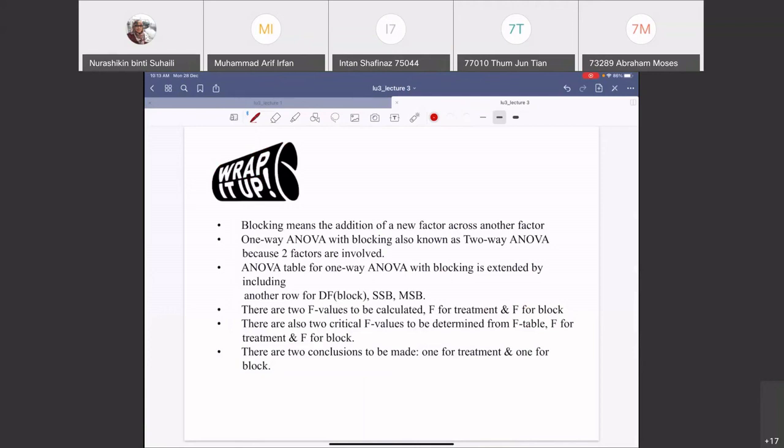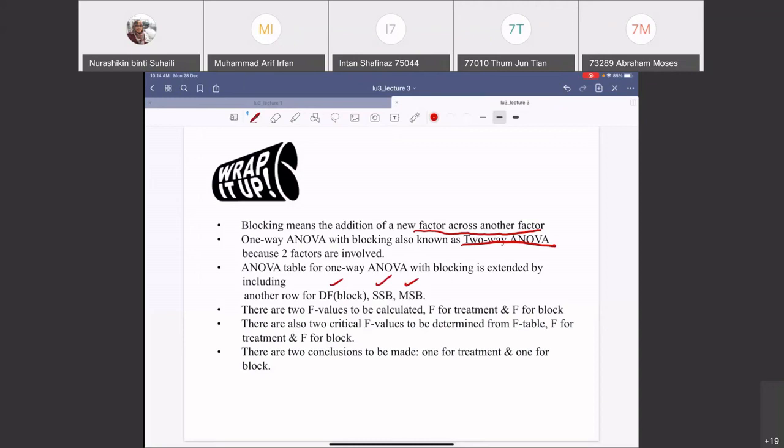So just to wrap up the blocking lecture here, blocking means the addition of a new factor across another factor. Okay, so you introduce another factor. One-way ANOVA with blocking is also known as two-way ANOVA because two factors are involved. So what is the difference between one-way ANOVA and one-way ANOVA with blocking? You extend the ANOVA table by introducing another row for the degrees of freedom, the sum of squares, and the mean of squares for the block.